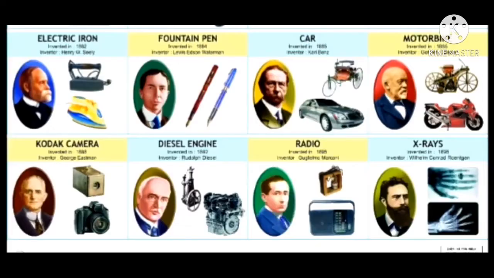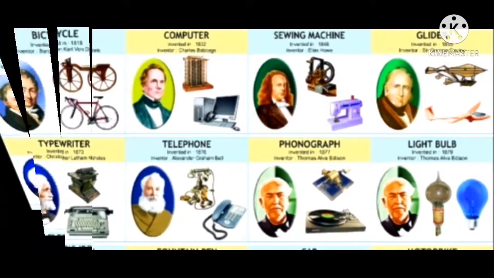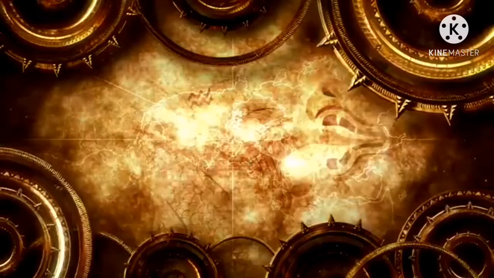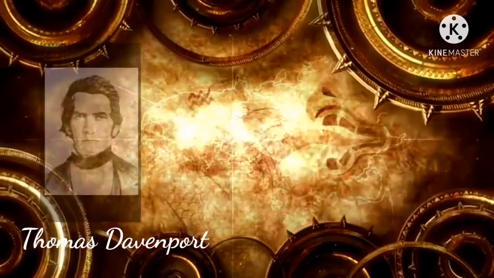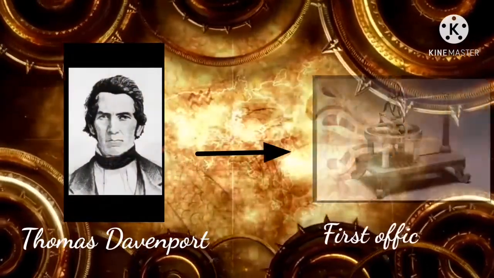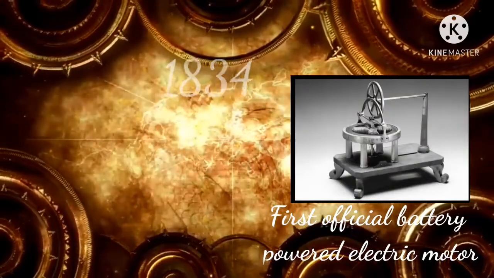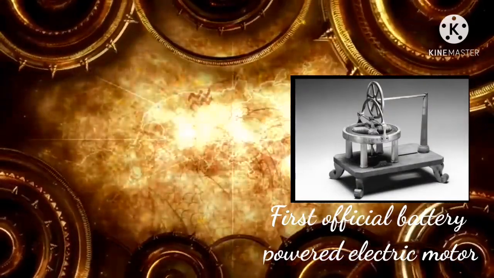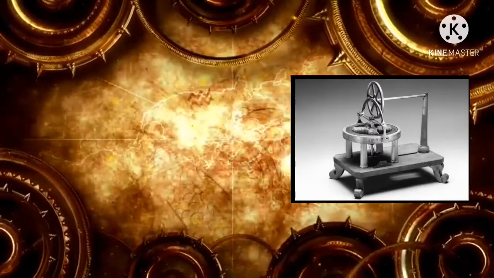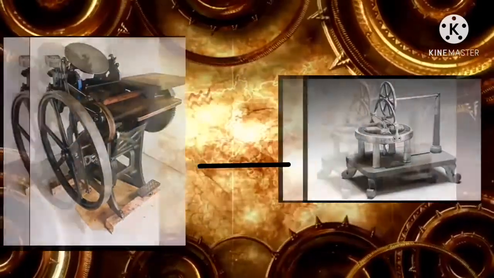As with all major inventions, there are many people who had a role to play through the development of similar mechanisms. History was made when Thomas Davenport of Vermont invented the first official battery-powered electric motor in 1834. This was the first electric motor that had the power to perform a task, and his invention was used to power a small-scale printing press.